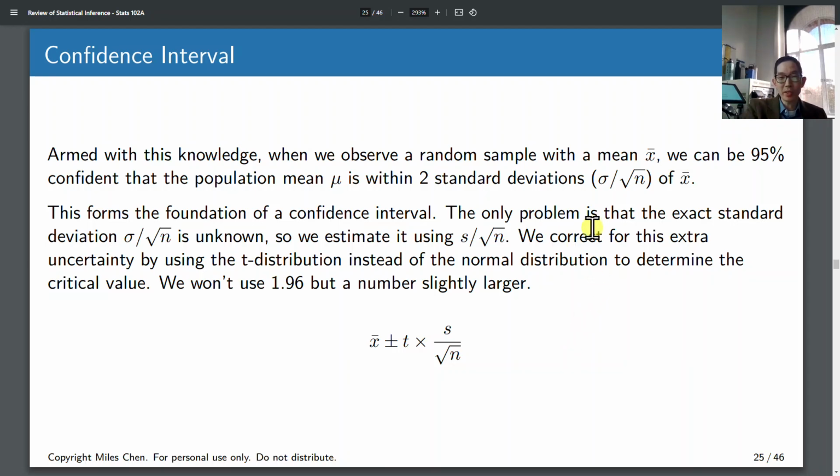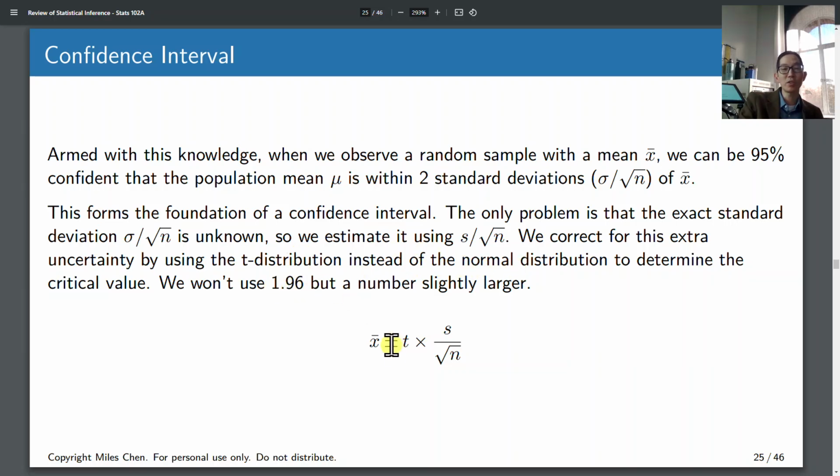The problem is that we don't know the exact standard deviation of this sampling distribution. We don't know what sigma is, sigma divided by the square root of n. So what do we do? We estimate it using the standard deviation of my sample. I use s divided by the square root of n instead of sigma. But that brings in extra uncertainty, and so mathematically we correct for it using the t distribution instead of the normal distribution.